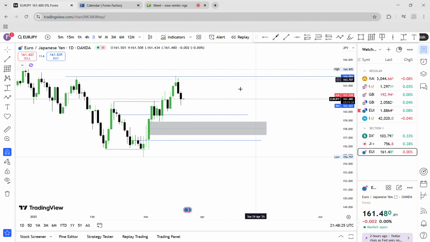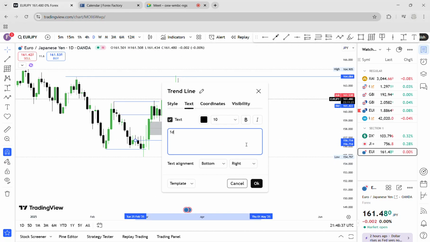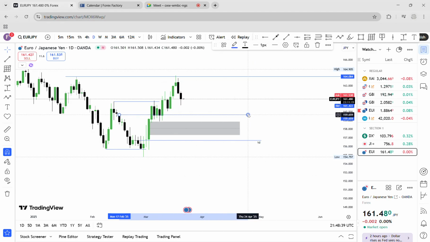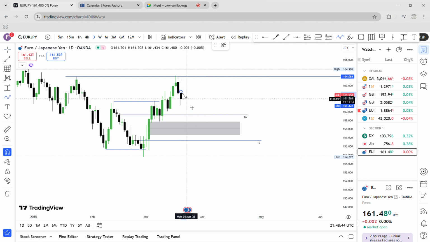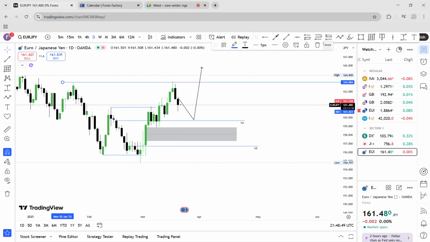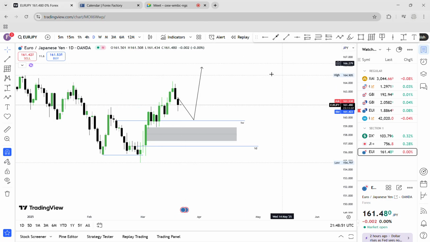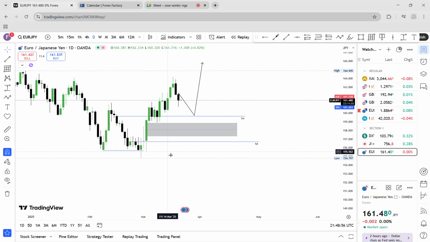We haven't tested this level. I know EJ and GJ kind of move similar, but on this time frame on EJ you can see a lot of levels, and this is the first level that we have. On the daily time frame, we have this level right here. You can just label it 1 day, but the weekly is more superior than the daily, so this is the weekly. So price could just come back here and keep going higher. It's all similar, and we have the weekly fair value gap as well, but this is what we have.